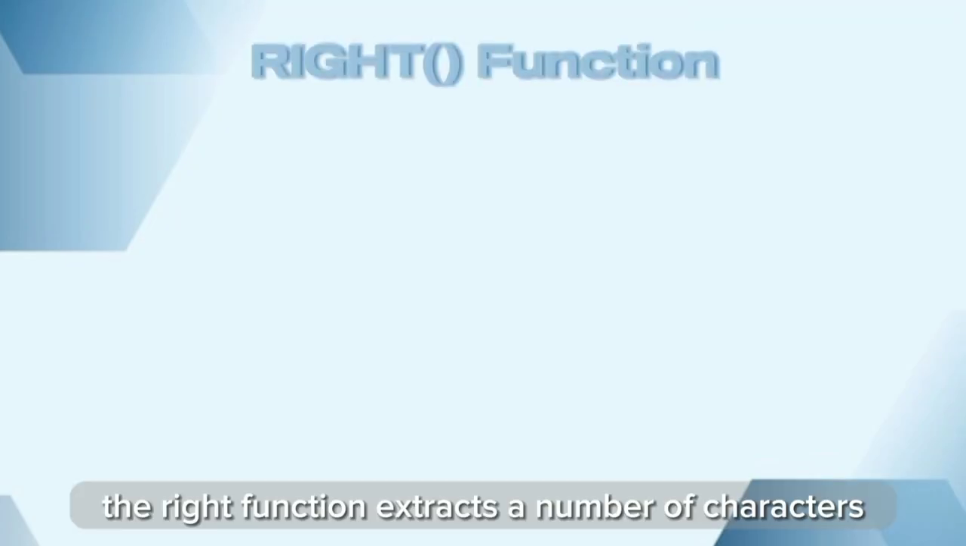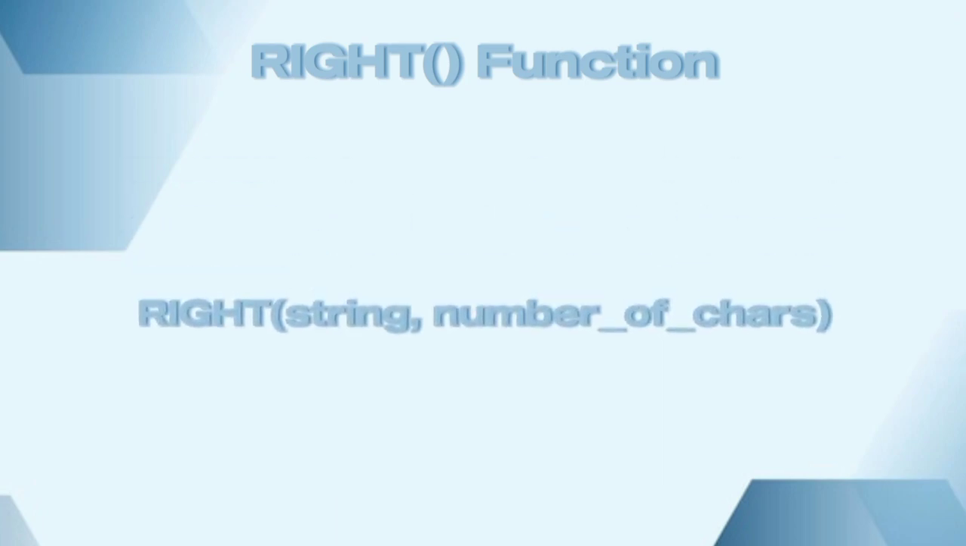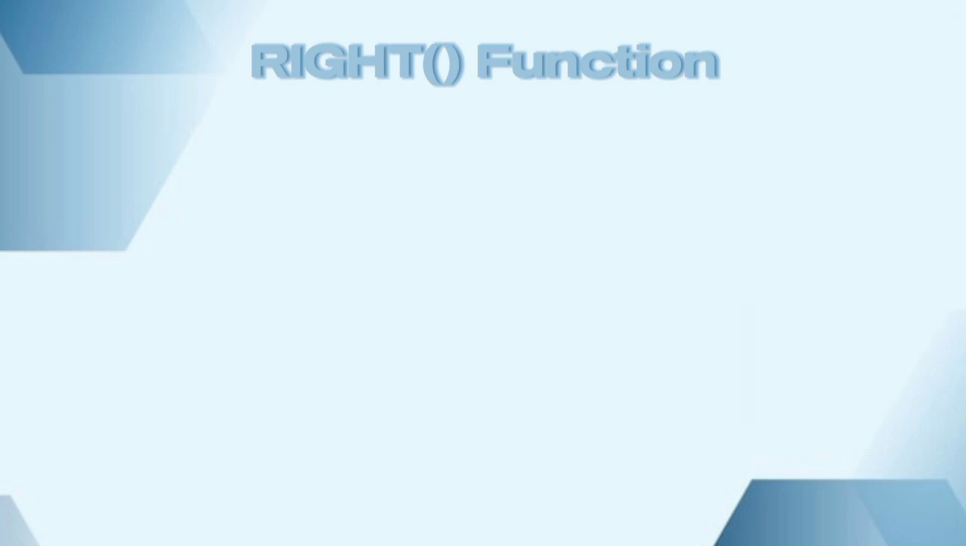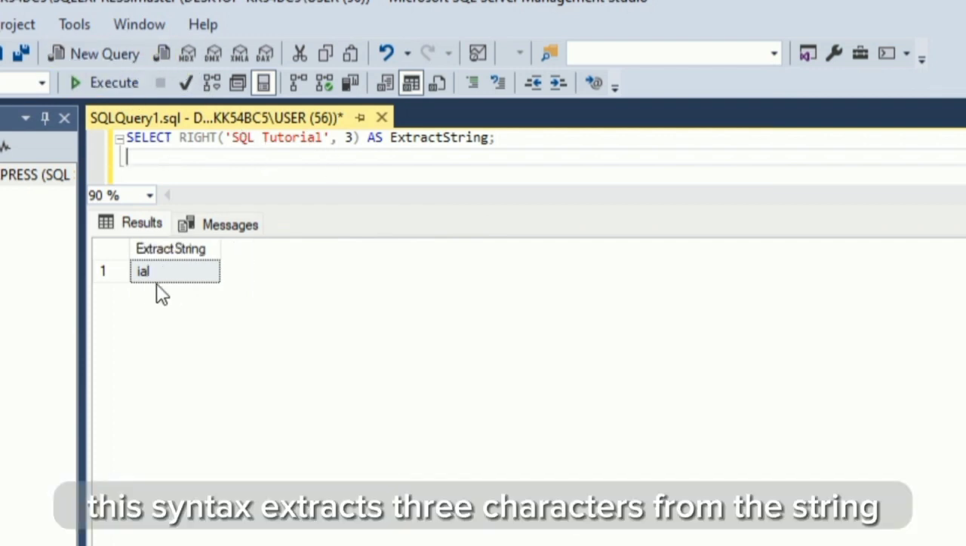The RIGHT function extracts a number of characters from a string, starting from the right. The syntax is RIGHT, open parenthesis, string, number of characters, and close parenthesis. For example, this syntax extracts 3 characters from the string SQL Tutorial.